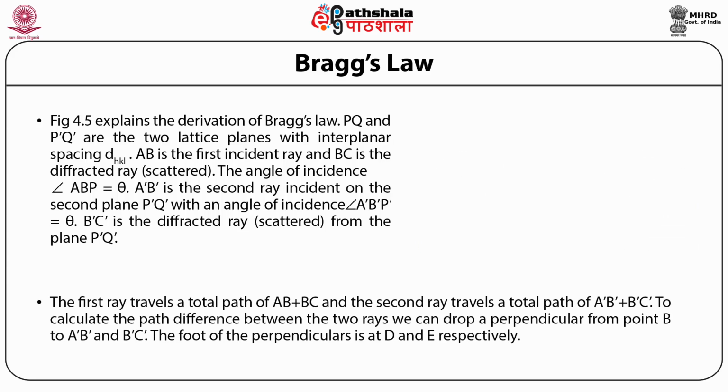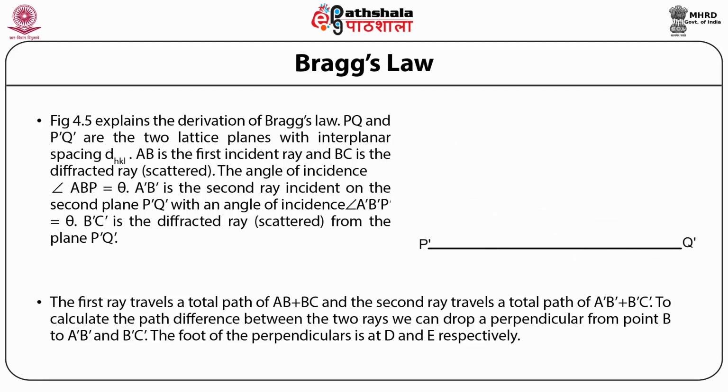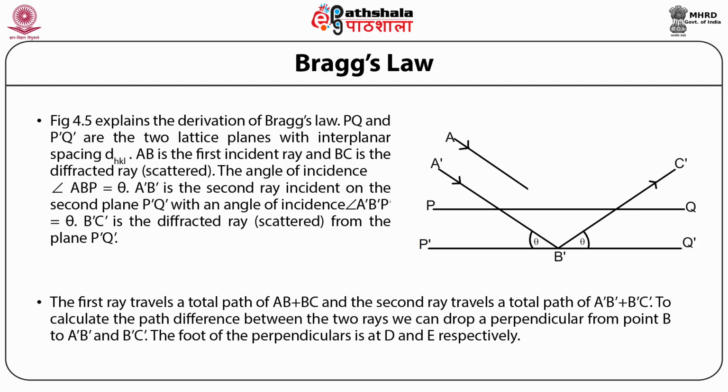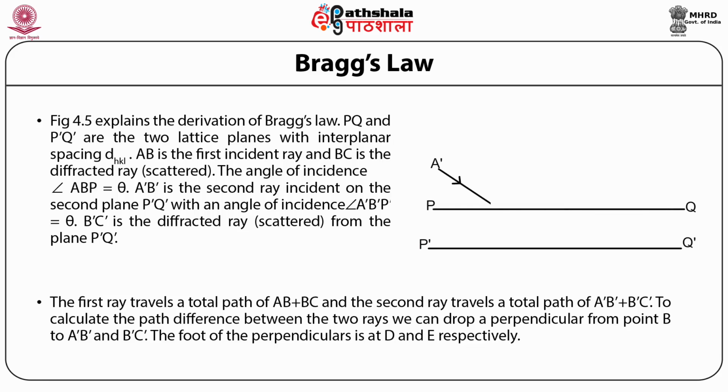The first ray travels a total path of AB plus BC and the second ray travels a total path of A prime B prime plus B prime C prime. Now we are interested in calculating the path difference between the two rays. So to do that, you drop a perpendicular from point B to A prime B prime touching it at D and perpendicular to B prime C prime touching it at E. So these are also called the foot of the perpendiculars.